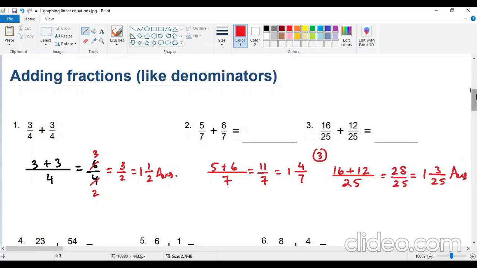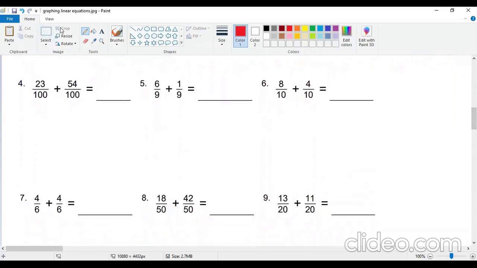When it comes to question number 4, you make a straight line and you write 100 once only. 23 plus 54 is going to give us 77 over 100. And since this is a proper fraction, you cannot do anything further until and unless both the numbers can be divisible by a same number. So this is going to be your final answer. Question number 5, make a straight line, just write this 9 once, and 6 plus 1 is going to give us a 7 over 9. As you can see, this is a proper fraction and you cannot do anything.